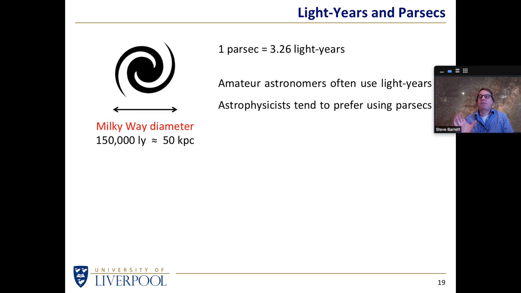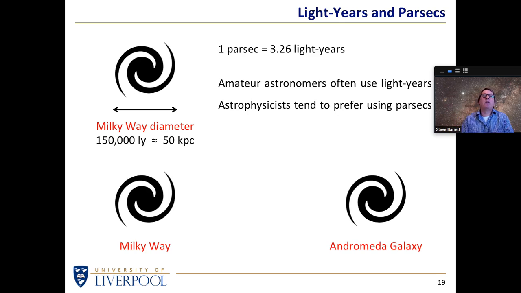And if we think of, for instance, the dimension of a galaxy, if we take our Milky Way galaxy as typical, then the Milky Way diameter is about 150 or so thousand light years, and so that equates to about 50,000 or 50 kiloparsecs. And if we think about the distance between galaxies, if we take the distance from the Milky Way to the Andromeda galaxy, that distance is about 2.5 million light years, so that's a little bit less than 1 million or 1 megaparsec.